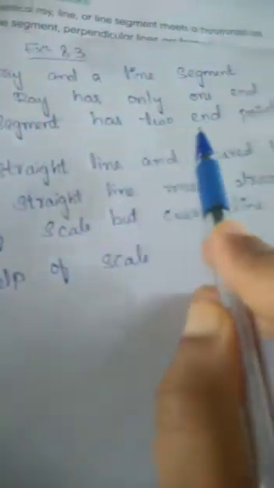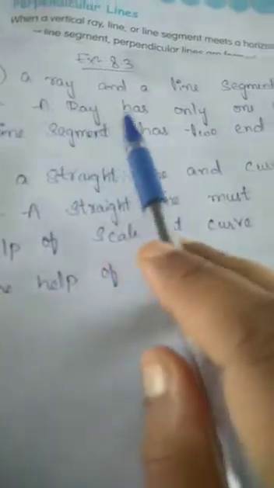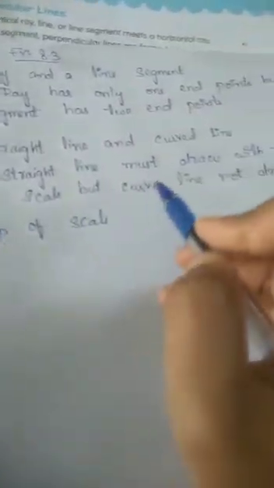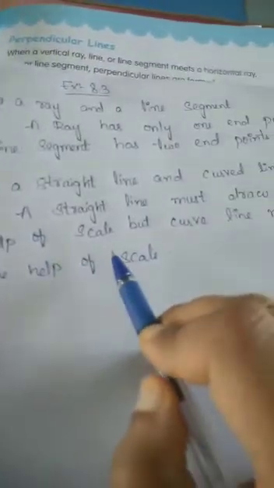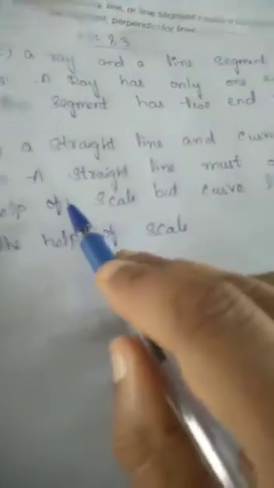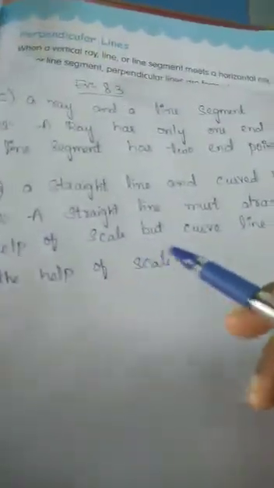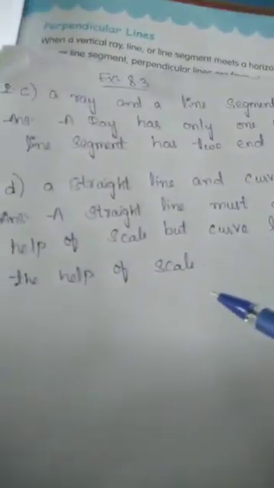A ray has only one endpoint, but a line segment has two endpoints. So this is the difference between a ray and a line segment. Next, D, a straight line and a curved line. Answer: a straight line must be drawn with the help of a scale, but a curved line is not drawn with the help of a scale. So this is the difference between a straight line and a curved line.